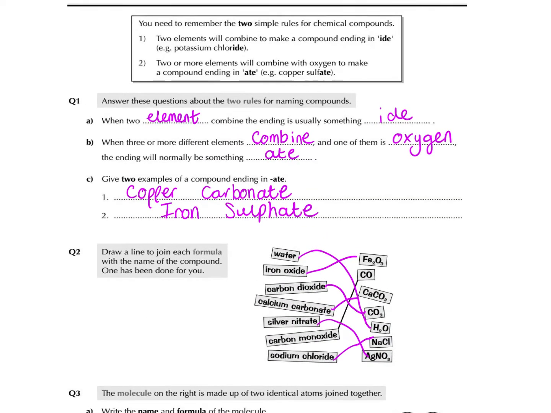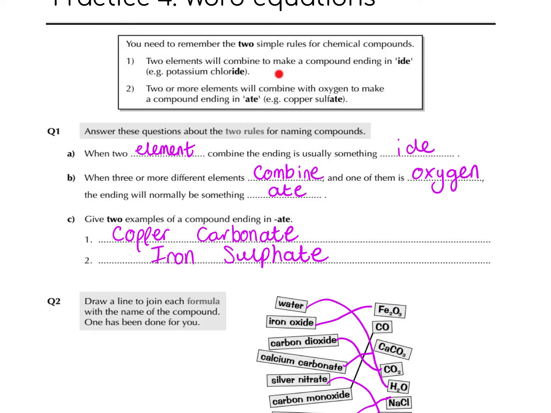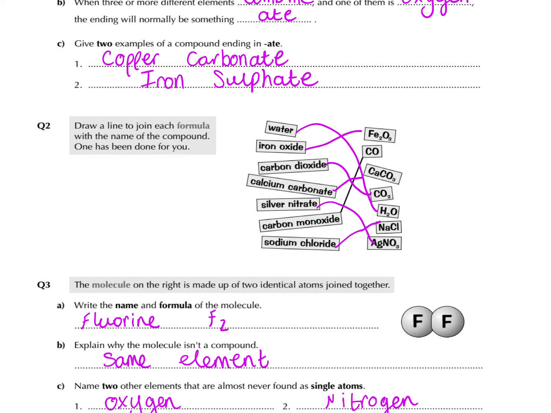When 2 elements combine, they usually end up with the name ending in -ide, and there are nice little simple rules for you to read through and look up there. When 2 or more different elements combine and one of them is oxygen, the ending will normally end up as -ate. Give 2 examples of -ate, so copper carbonate, iron sulfate. Then matching them up, so water looks like that, iron oxide looks like that, encouraging you to think about what the chemical symbols would be.